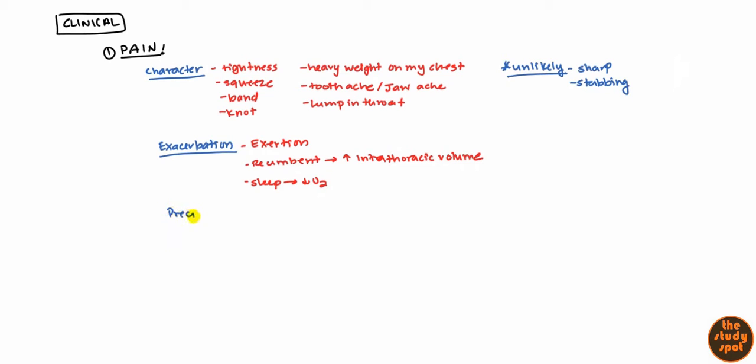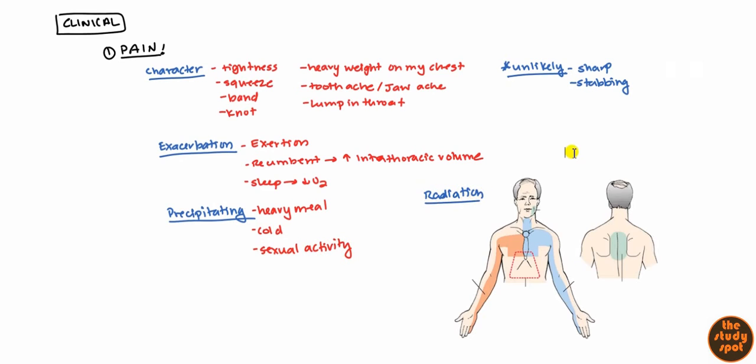There are some things that can precipitate it. This can be a heavy meal. They say this might be because of the blood flow distribution towards the gut. That's one reason, but not necessarily known. Cold. Cold may cause vasoconstriction. That's the idea there. And sexual activity, for obvious reasons. And then we have relieving. Okay, so let's talk about radiation actually before we get to relieving factors.